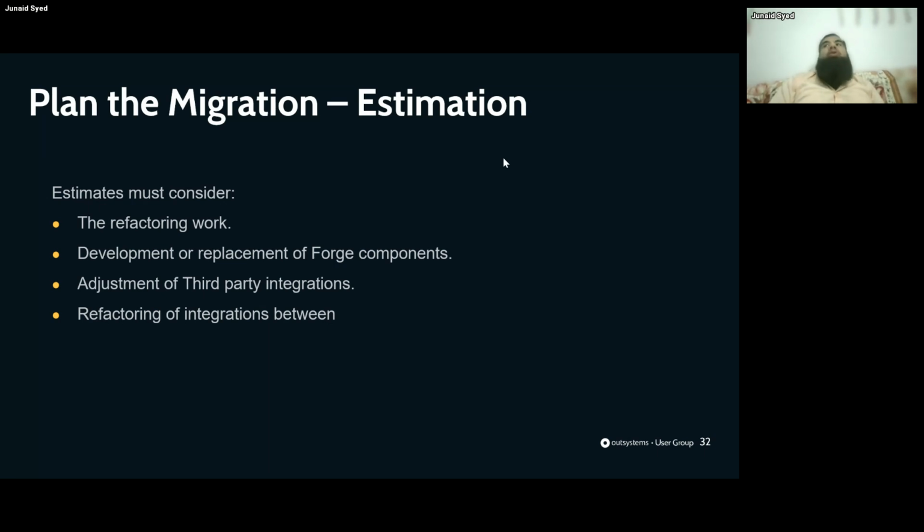This is one of the areas which I have seen most organizations overlooking or ignoring: the Forge components, the extensions, the adjustment of third party integrations, because they think this would be either very easy. They would find some easy replacement for their Forge components or integrations or extensions, or it would be really easy to develop them on their own. So these areas get ignored, but please do pay good attention to them while estimating your work, because they can impact your estimates by a huge number if they are not paid attention to.